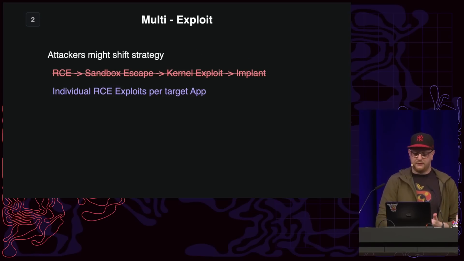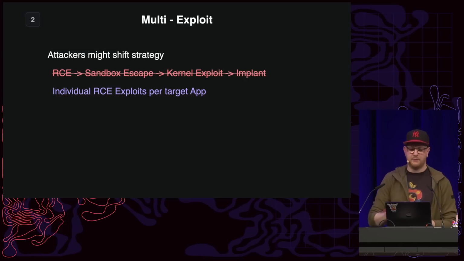Also, something that we have started to see is that attackers are using multiple exploits for multiple targets, or maybe they're just stopping at exfiltrating a WebKit database, depending on what the actual target is. But at some point in time, the model of using an RCE, sandbox escape, a kernel exploit, and an implant might be over.